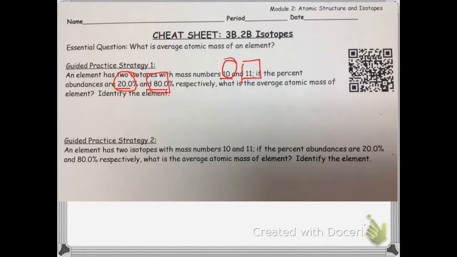Our first strategy is we're going to set this up in a couple-step process. In our second strategy, I'll show you how to condense this a little bit. So we're going to set this up in a data table where we list our masses. I've got 10 and I've got 11, and then I'm going to put my percents beside them. I have 20% and then 80%.